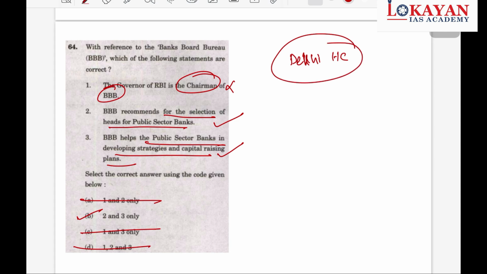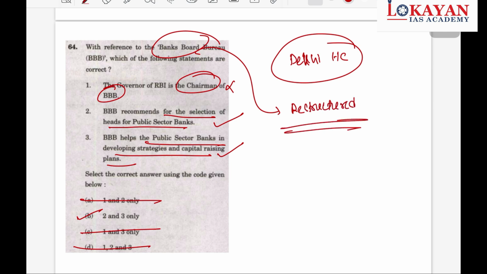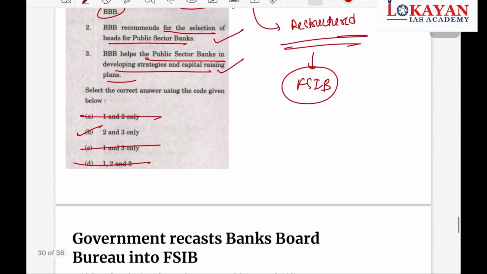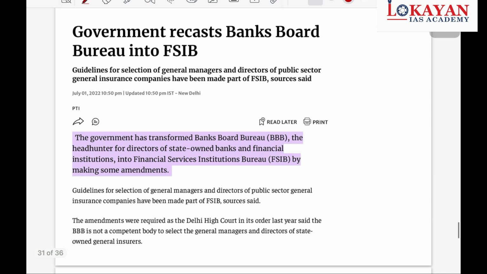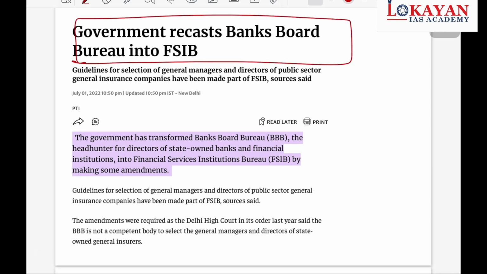And due to the Delhi High Court judgment, this Bank Board Bureau has to be restructured into FSIB. So what is FSIB? Let's see it. Government recast Bank Board Bureau into FSIB. The government has transformed the Bank Board Bureau, the headhunter of directors of state-owned banks and financial institutions, into the Financial Services Institution Bureau.